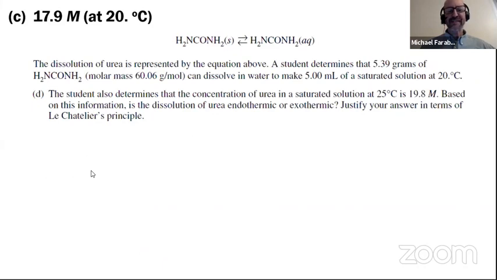All right, here's the next question, which is related to the last question in which the concentration was supposed to be 17.9 molar at 20 degrees Celsius. It says a student also determines that the concentration of this same chemical, urea, in a saturated solution is 19.8 molar at 25 degrees Celsius. So based on this information, is the dissolution or dissolving of urea endothermic or exothermic? Justify your answer in terms of Le Chatelier's principle.